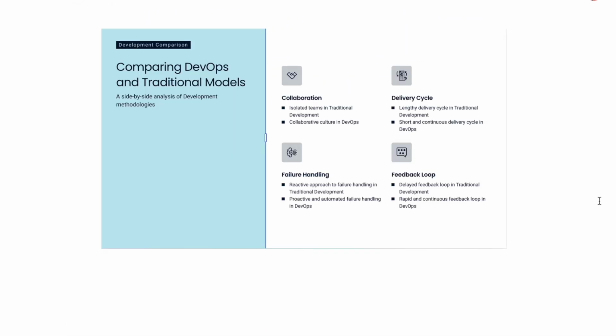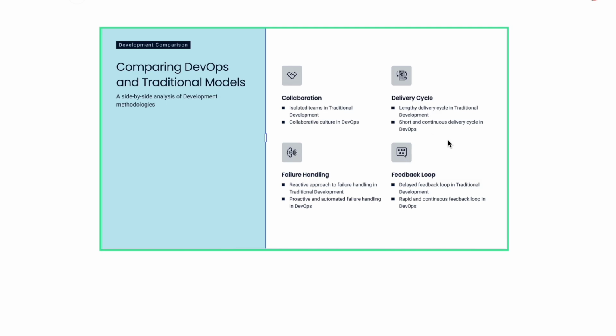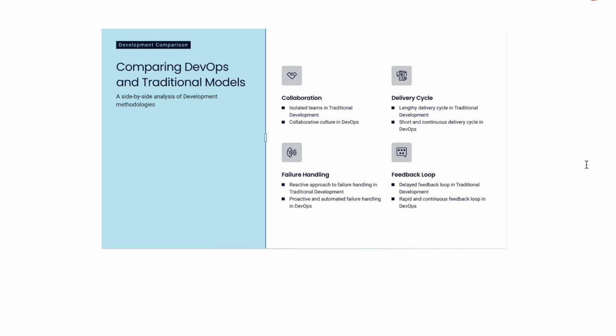Here, I just want to compare the DevOps and the traditional models. In terms of collaboration, as you have seen, in traditional it's isolated teams, and in the DevOps world, it's a collaborative culture. Delivery cycle: it's a lengthy delivery cycle in traditional development, but it's the shortest and continuous delivery cycle in DevOps. You are just continuously delivering. There is no stopping point as such.